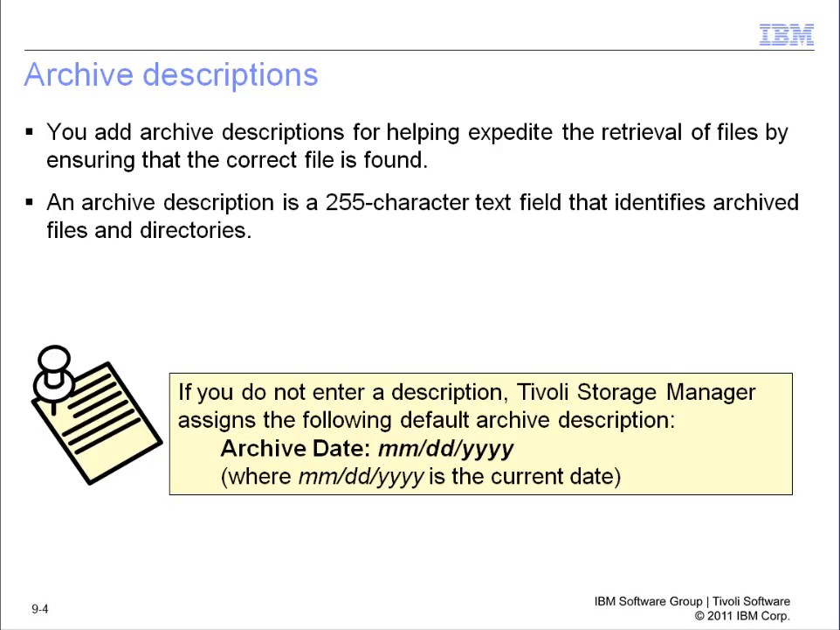The description can be up to 255 characters. Be sure you enclose your description in quotation marks. Having a description is going to make it easier to find files that you're going to retrieve. If you don't enter a description, TSM is going to give it a date.